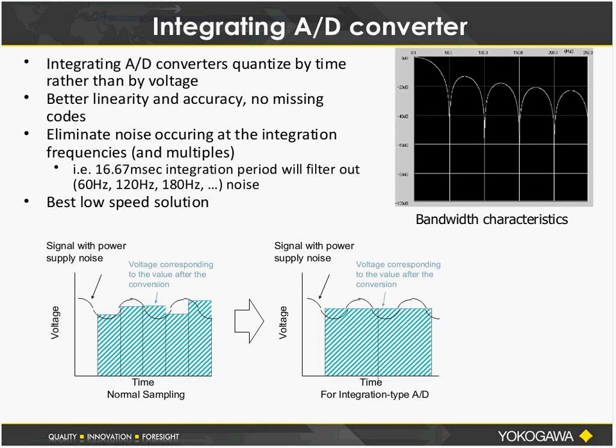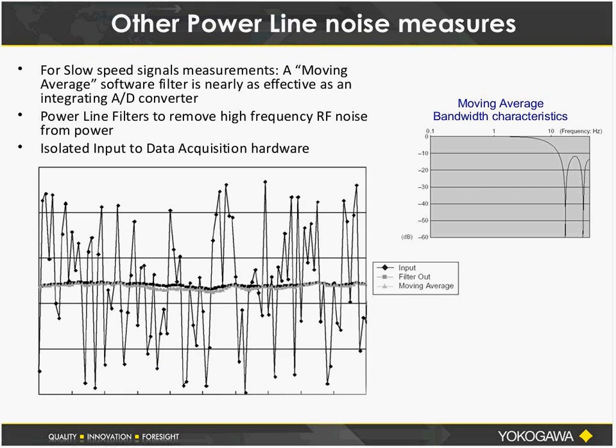Because it can integrate over time, you can set an integration period. By setting an integration period equal to your power line period, it creates a notch filter and effectively eliminates those variances, because it's integrated over each cycle of the power line frequency. That's what you see in the bottom right-hand side. That's one way to deal with power line noise.